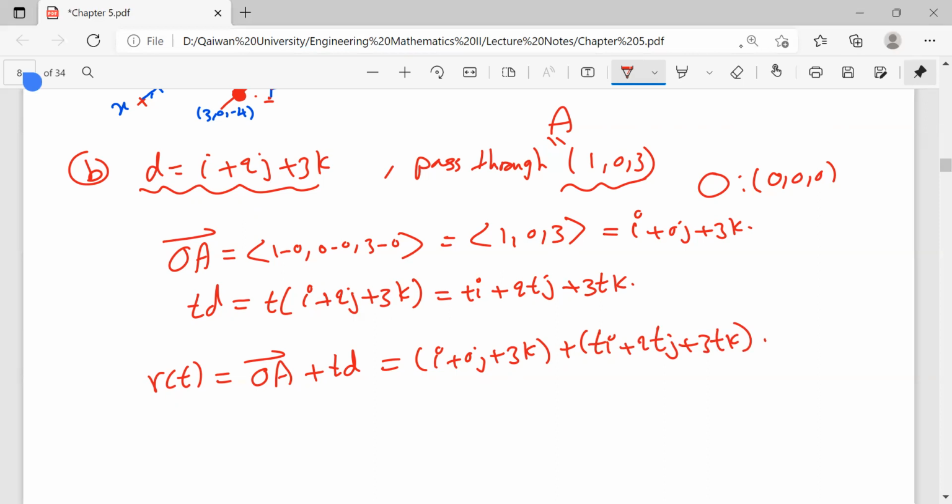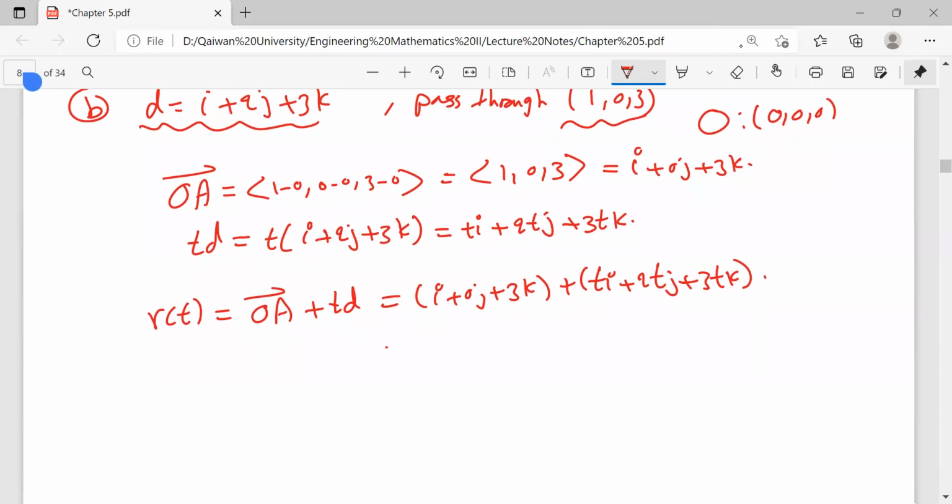Now we find the sum of these two vectors. We just add the components. This equals i plus ti, which is (1 plus t)i, plus 0j plus 2tj, which is 2tj, plus 3k and 3tk, which is (3 plus 3t)k. This is the vector valued function which represents the equation of the straight line. This is the required.